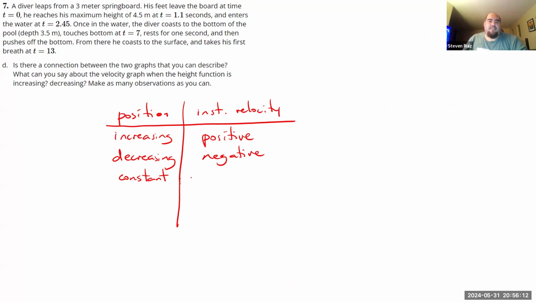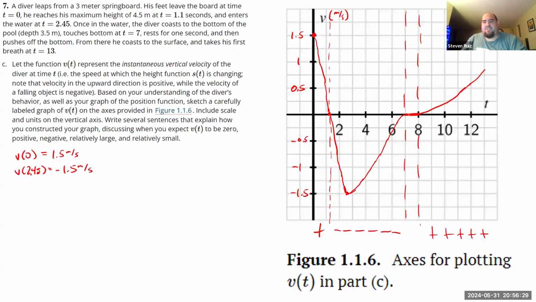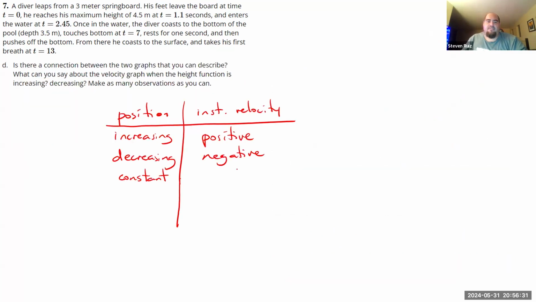But what does the velocity look like in those situations? Probably the easiest place to see this is between t equals 7 and t equals 8. We have a horizontal tangent line. What is a horizontal tangent line on a position graph? How does that get represented on a velocity graph? That gets represented as zeros.